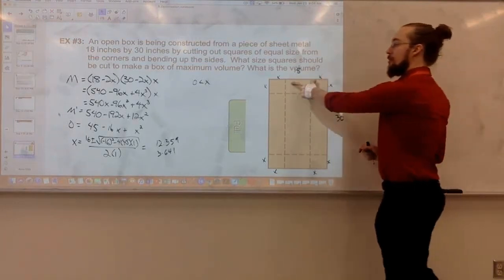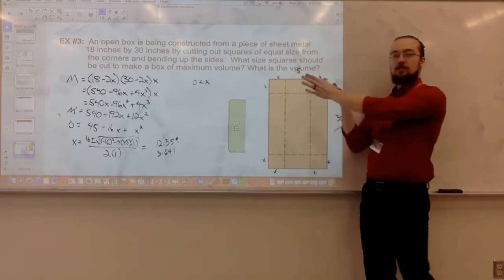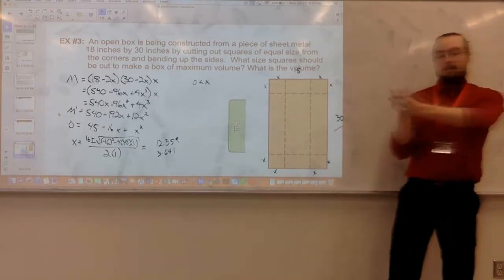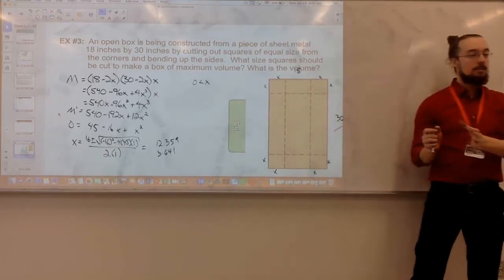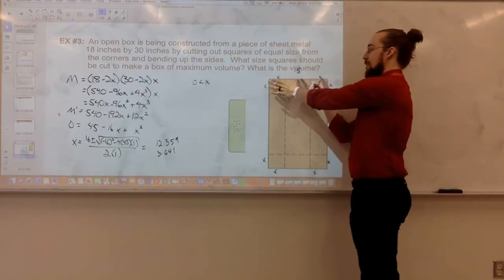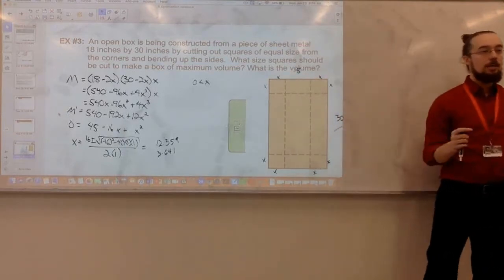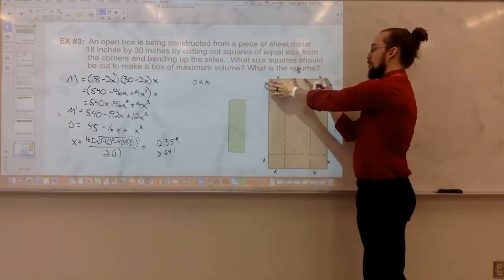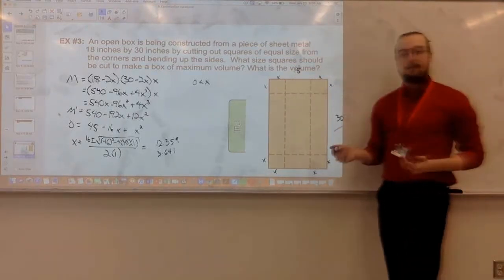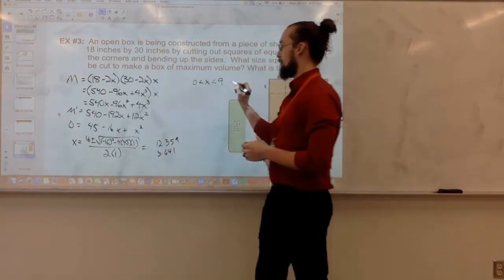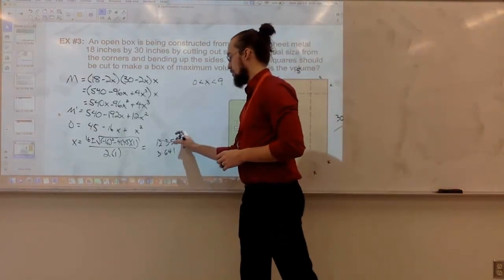So if we think about this side here, where I'm taking out 2 x's from 18, the largest that x could be is 9, because I'm taking out 2 values of x from this 18. If I keep making x bigger and bigger, I'll get to the middle when x is 9. So x has to be less than 9. So we can knock out this one.